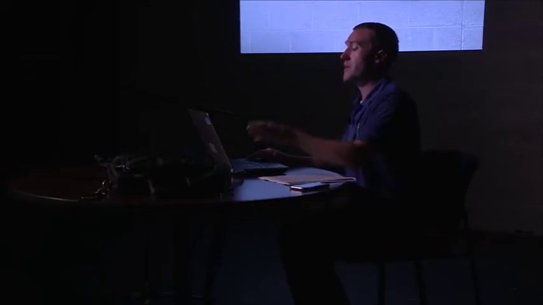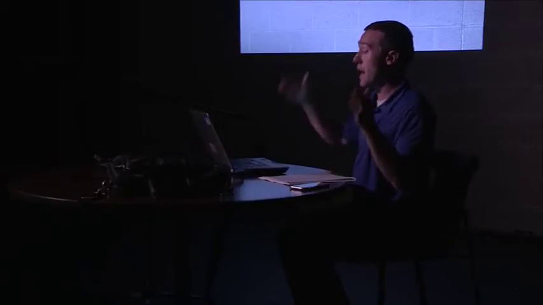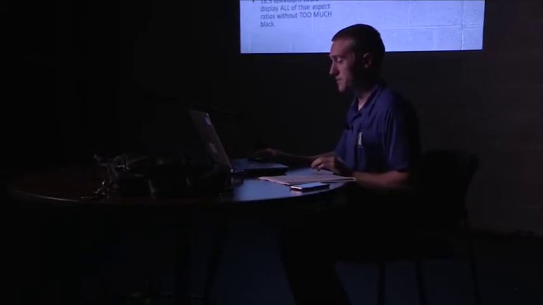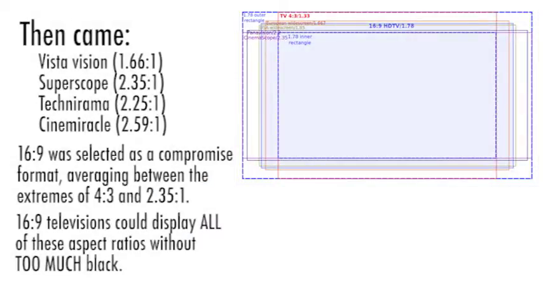So they created 16 by 9 because it was an extreme compromise between the 4 by 3 and the 2.35 by 1 aspect ratio. And they thought, if we create a TV that is 16 by 9, then it will allow us to broadcast different aspect ratios without too much black, right?